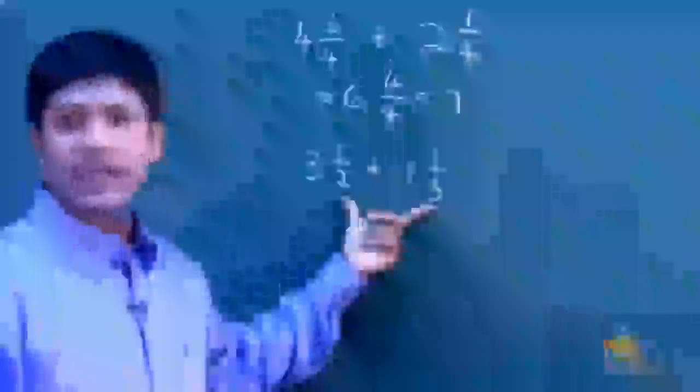Pretty straightforward, isn't it? Now let's say, for example, I have 3 and 1 over 2 plus 1 and 1 over 3. Now look at this. The denominators here are not identical, 2 and 3. So I have to make a common denominator before I can add the fractions. With the whole numbers, I can add them, no problem. So 3 plus 1 is 4. Now I've got to find a common denominator for 2 and 3. What would be the common denominator? A number that 2 can divide and 3 can divide. The easiest way to find it is you multiply 2 with 3, which is what?